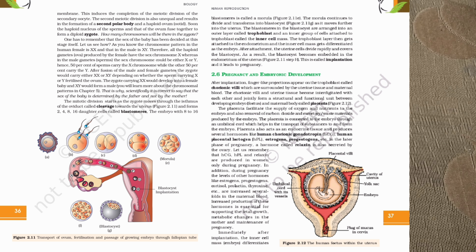In the later phase of pregnancy, a hormone called relaxin is also secreted by the ovary. Let us remember that HCG, HPL, and relaxin are produced in women only during pregnancy. In addition, during pregnancy, the levels of other hormones like estrogens, progestogens, cortisol, prolactin, thyroxine, etc. are increased several folds in the maternal blood. Increased production of these hormones is essential for supporting the fetal growth, metabolic changes in the mother, and maintenance of pregnancy.